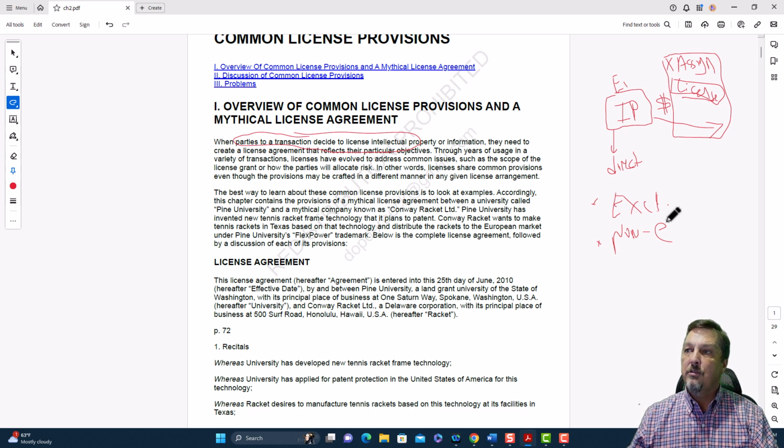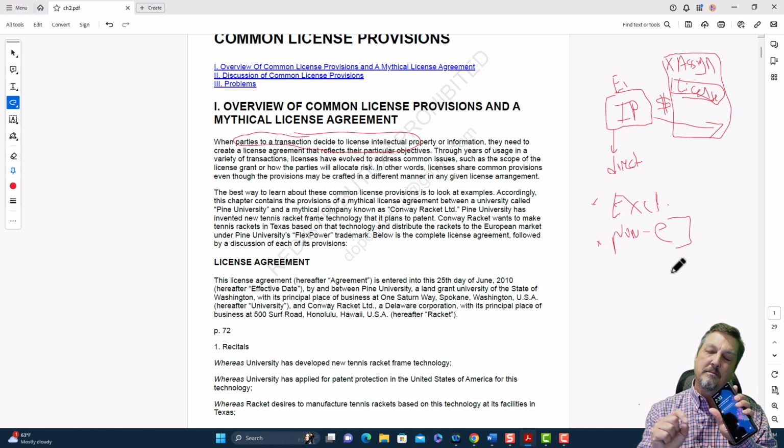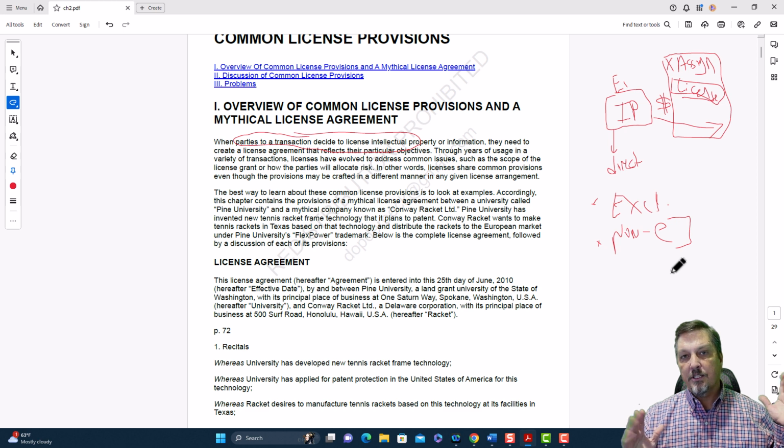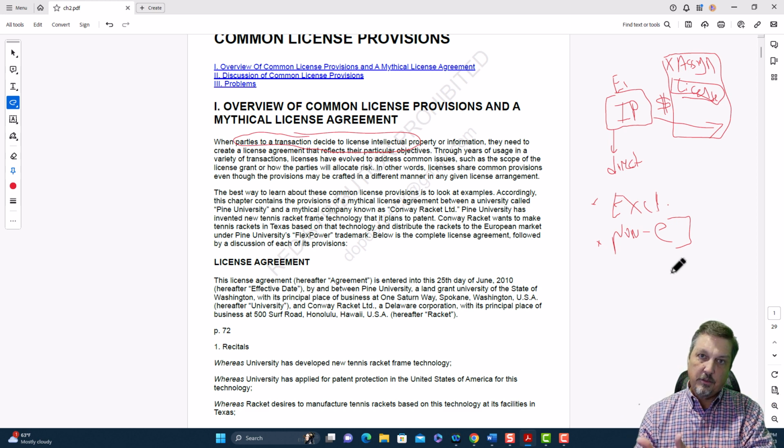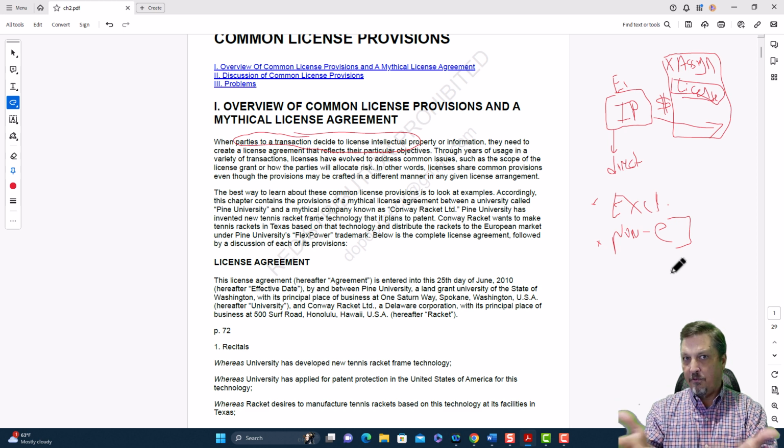On the other hand, if I do a non-exclusive license, well, then I'm free to, depending on the terms of the license, right? Then I'd be free to license Google and Samsung and Apple if I wanted to, right? Different considerations in legal terms and in business terms, both for the licensor and for the licensee.